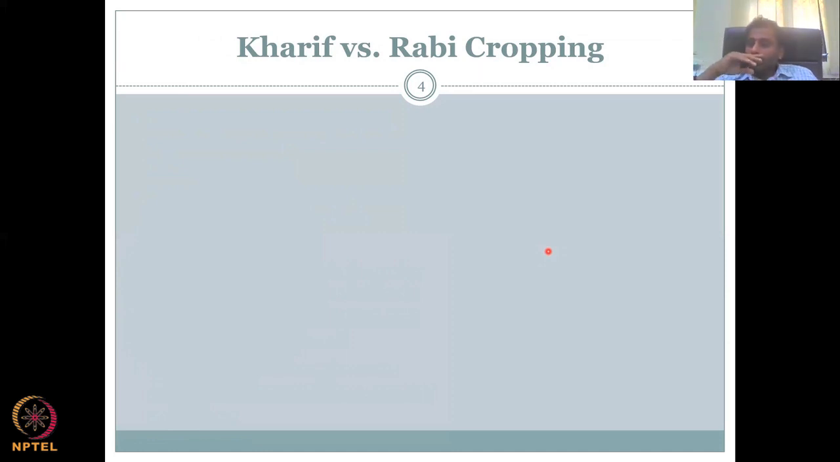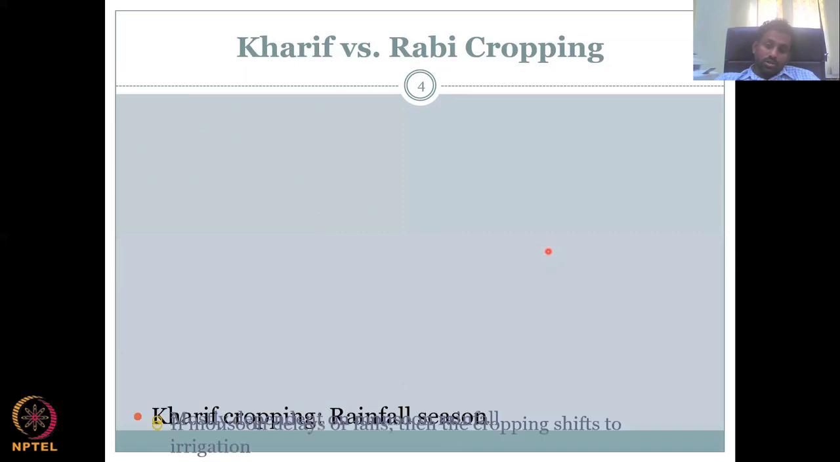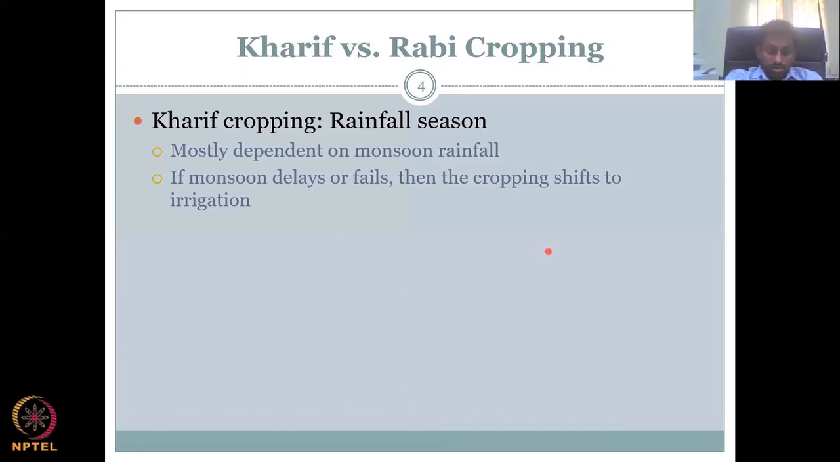The next is the Rabi cropping, where it happens predominantly in the non-monsoon season. And the non-monsoon season happens either before the monsoon, the Kharif season, or sometimes after the Kharif, after the winter, etc. So Rabi is mostly dependent on these structures to supply surface water. Let's see what the issues are here. So Kharif cropping is the rainfall season crop, mostly dependent on monsoon rainfall, because there is other rainfall that comes intermittently, but most of the rainfall is kept in the two major monsoon seasons.